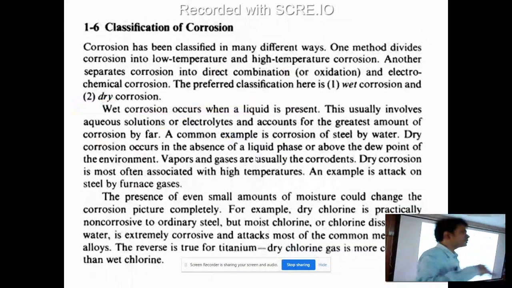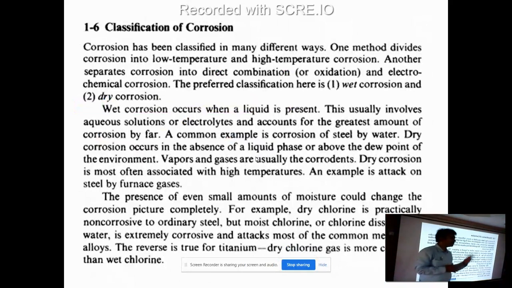The classification of corrosion we already discussed once. So there are three ways of classification. As I said, depending on the temperature, and depending on the aqueous medium: wet corrosion and dry corrosion. What is wet corrosion? Corrosion taking place in aqueous media. That's what is called wet. What is dry corrosion? Non-aqueous media, which are called dry. Fine. So I have given some examples also.